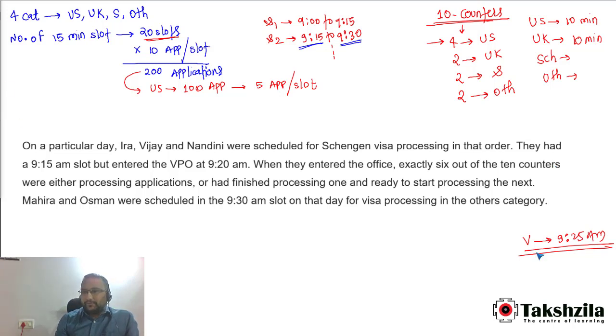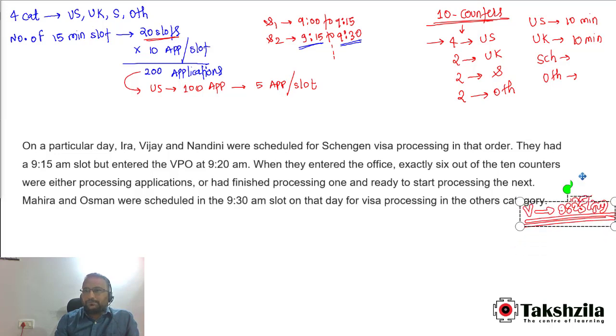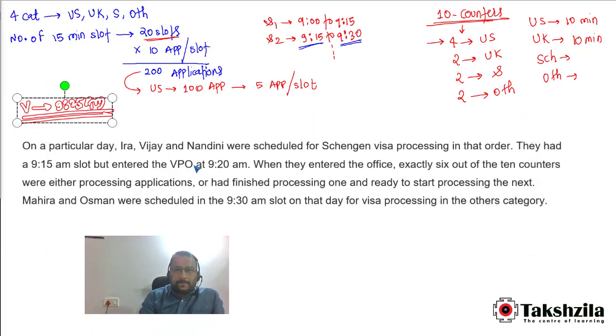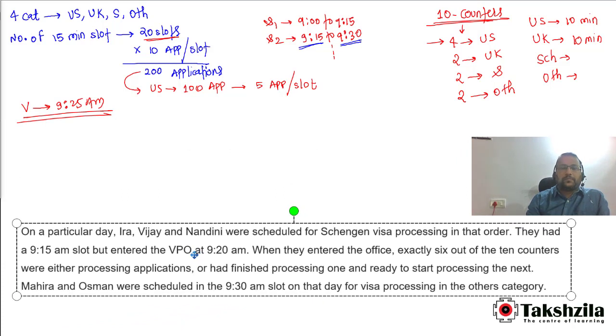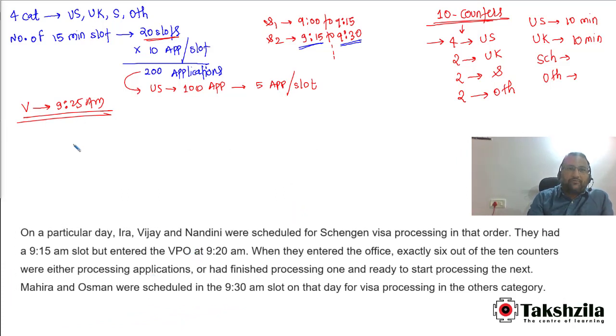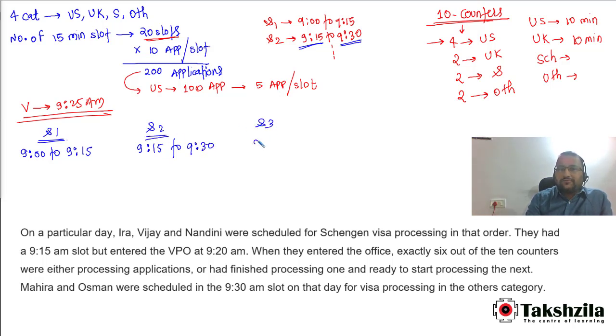So let's have a look at it, everyone. Hold on. Now slot 1 is from 9 o'clock to 9:15. Let's write for a few slots. Slot 2 is 9:15 to 9:30. After that, slot number 3 is from 9:30 to 9:45.